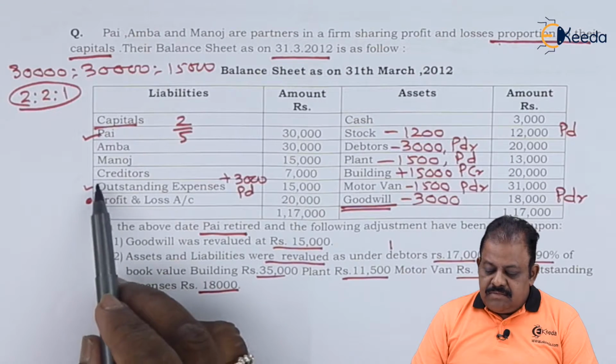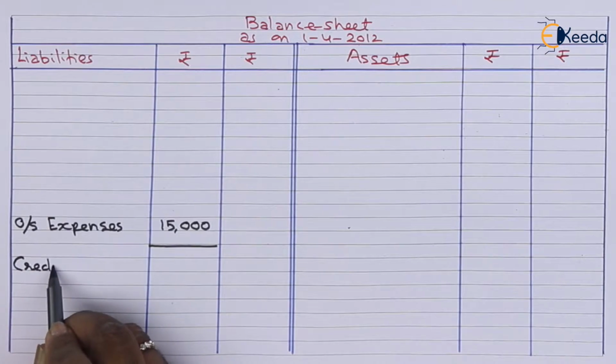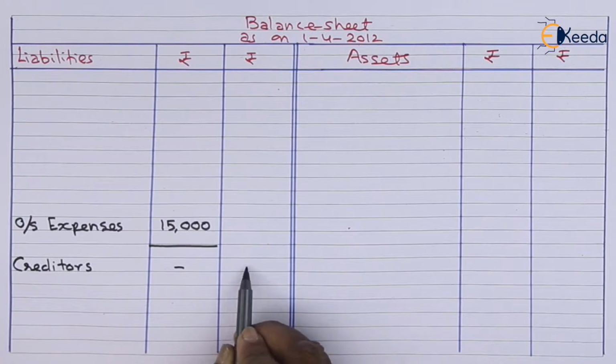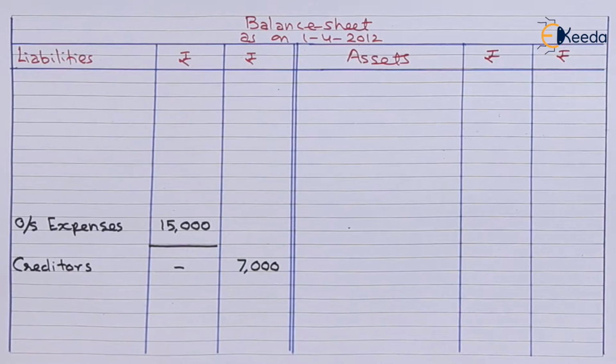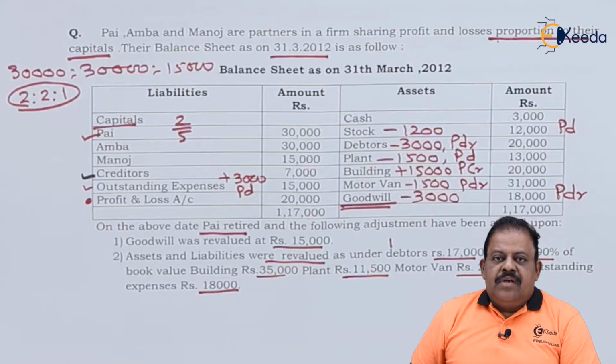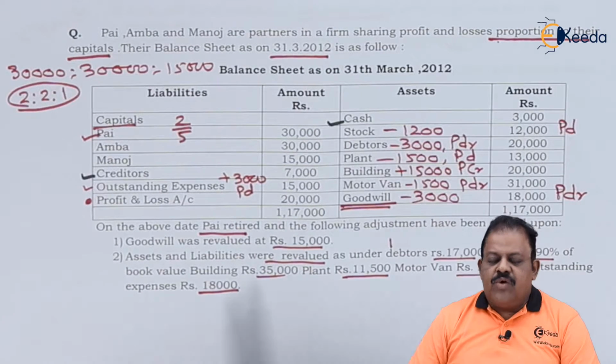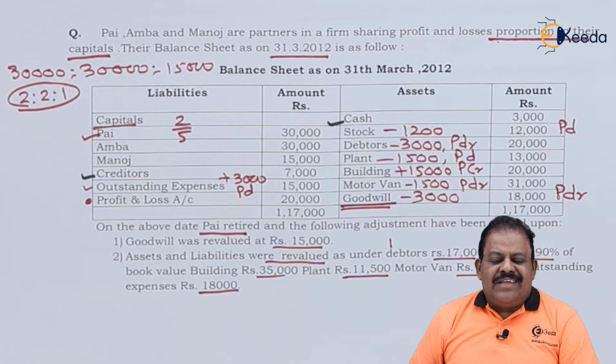On the liability side, we have creditors 7,000. There is no adjustment on creditors. It will be recorded in the new balance sheet on the liability side in the outer column, 7,000. Let us go through assets. We have cash 3,000. There is an adjustment on cash. We can record cash in the new balance sheet, asset side, in the inner column.